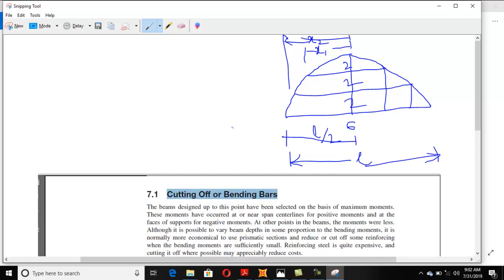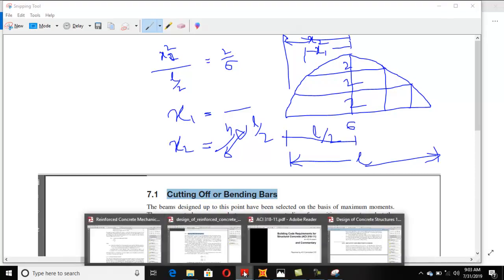Okay, so we use the parabolic relationship, which is x1 squared divided by l/2 equals 2 divided by the whole height, that is 6. Clear? From this relationship, you will get the x1 value. And similarly, from the same relationship, you will get 4/6 multiplied by l/2. Clear?